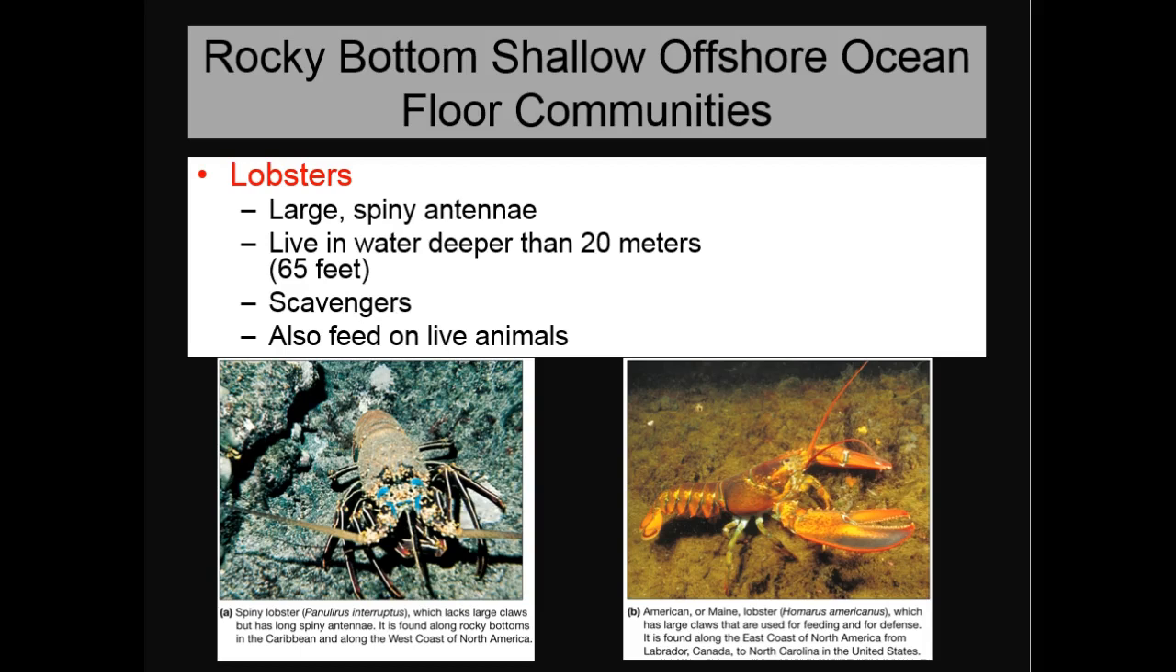In the same areas where we may find kelp, we might also find our lobster communities. Here we have two types. On the left is the spiny lobster. You find those in the Caribbean. You find them on the west coast, so there'd be a California lobster. On the right, we have the American lobster, which is also called the Maine lobster, found in the New England area. Both of them tend to live in deeper water, but they may come up to shallow waters to spawn, take care of their babies.